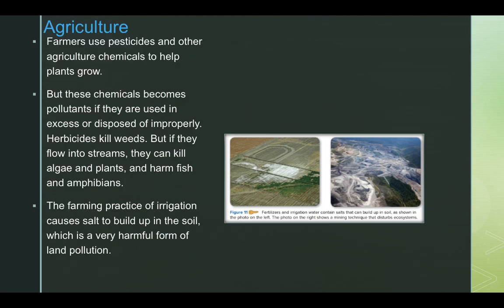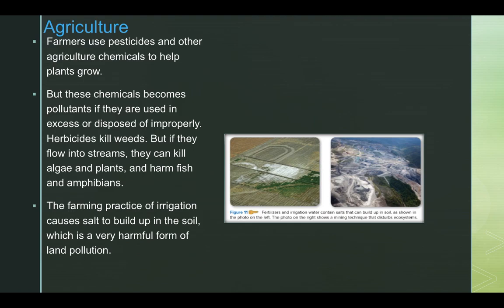Agriculture. This is still continuing talking about land pollution. Farmers use pesticides and other agriculture chemicals to help plants grow, but these chemicals become pollutants if they are used in excess or disposed of improperly. Herbicides kill weeds, but if they flow into a stream, they can kill algae and plants and harm fish and amphibians.